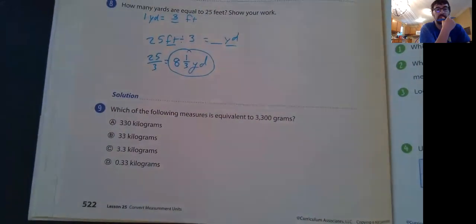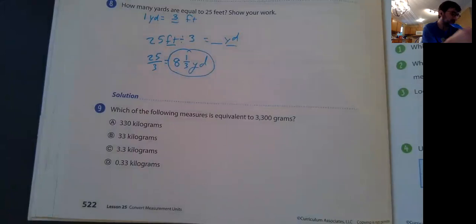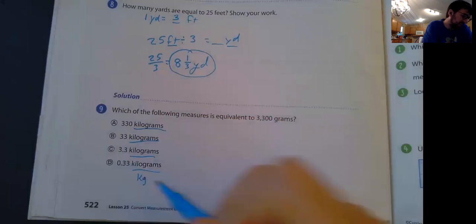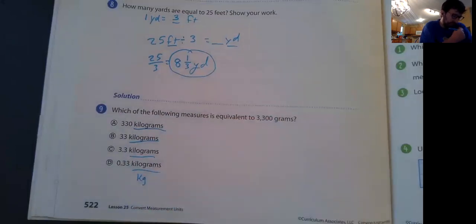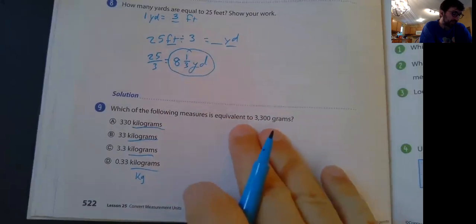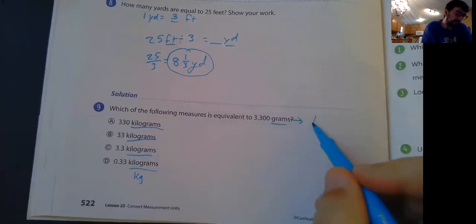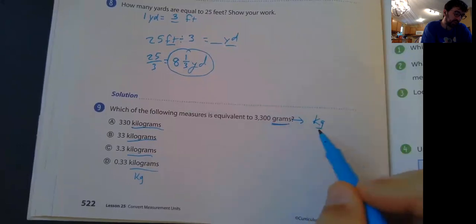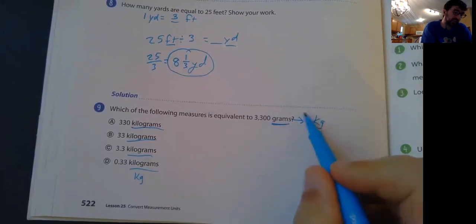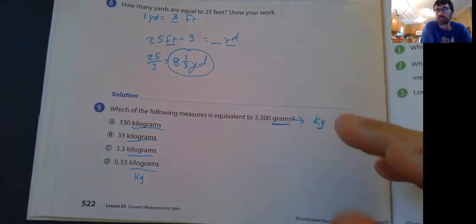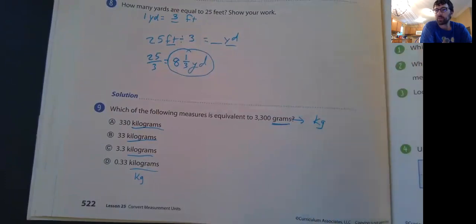The next question says, which of the following measures is equivalent to 3,300 grams? We can clearly see all of these are kilograms, or kg. So we're going from 3,300 grams to kilograms, from a small unit to a large unit. We know that our answer is going to be a smaller number. It's equal in value, but the number represented is smaller because the parts are going to be bigger.